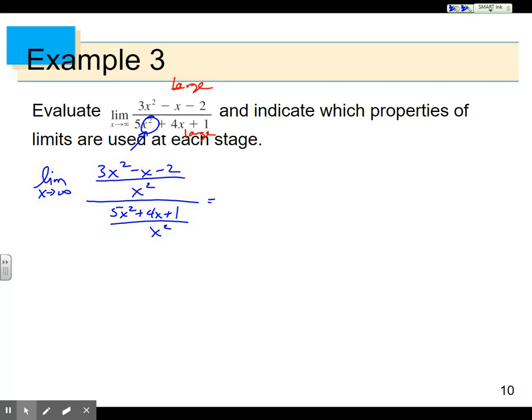So if I do that, that's going to end me up with the limit, again, as x approaches infinity. This is just a common denominator. It's going to go with all 3 of these. So if I simplify each one, 3x squared divided by x squared is just 3. X divided by x squared.